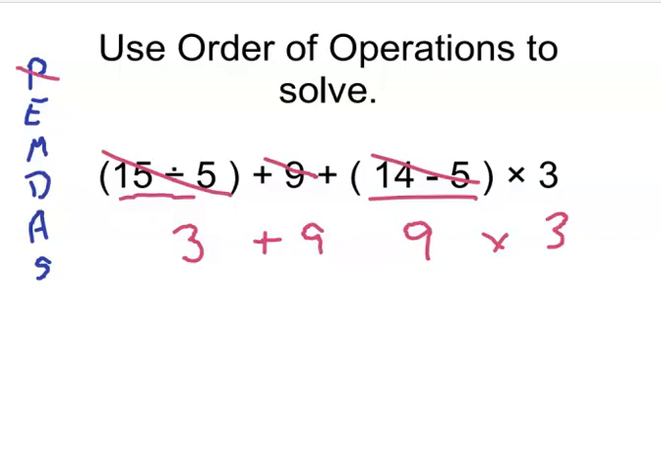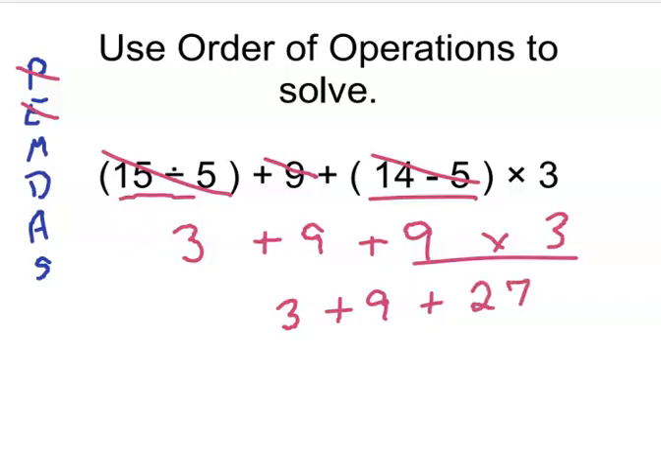Are there any exponents? There's no exponents with this one. Is there any multiplication or division? Yep, there's, let's see. So it's 3 plus 9 plus 9 times 3. Okay, so we have multiplication right here. All right, let's do that next. 9 times 3 is 27, so we have 3 plus 9 plus 27.